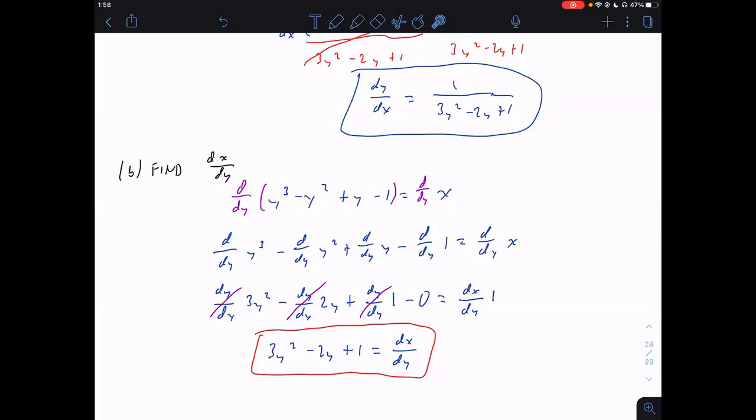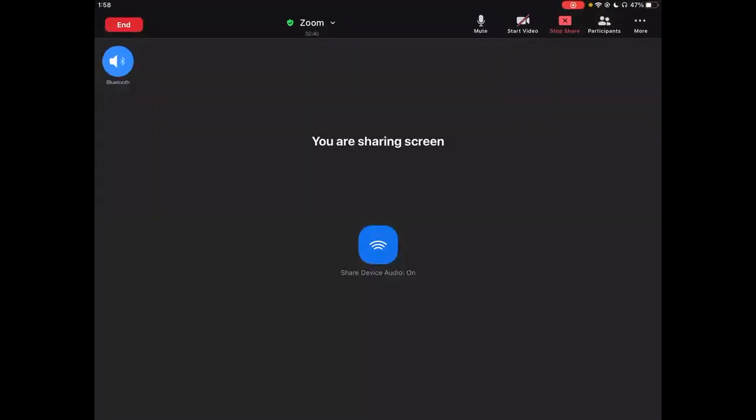Okay. So let me pause this second part of this section here, and we'll do one more part from 3.6 when it comes to these implicit derivatives. Let's do that now.